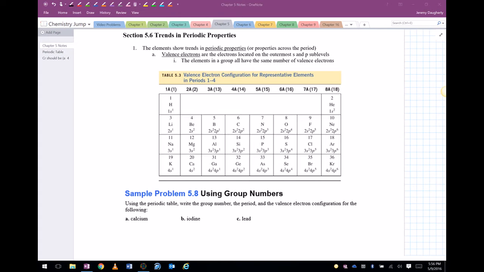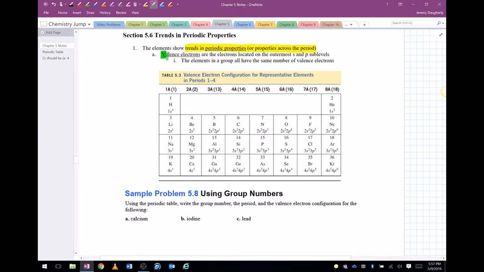All right? So what this is all going to talk about are trends or patterns in the periodic properties. So in other words, how the atoms behave, their shape, stuff like that. As I told you, the periodic table is critically important, and this sort of gets into that. First, let me introduce you to the idea of valence electrons.